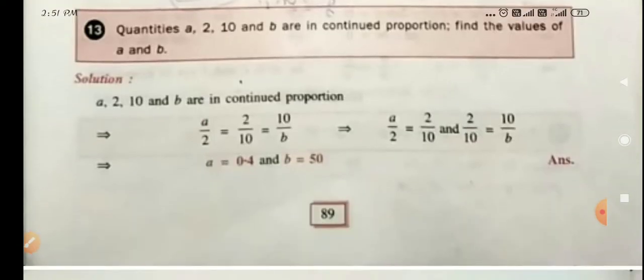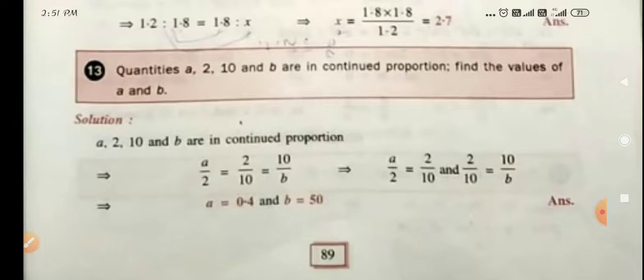Now one more example is there. You can see quantities a, 2, 10 and b are in continued proportion. Find the values of a and b. Here they are already saying the quantities are in continued proportion. Students, you can ask, sir, you are saying three quantities will be there, but here four quantities are there. So I will clear your doubt.